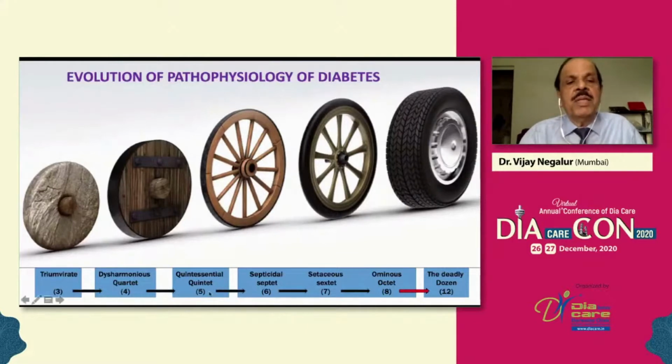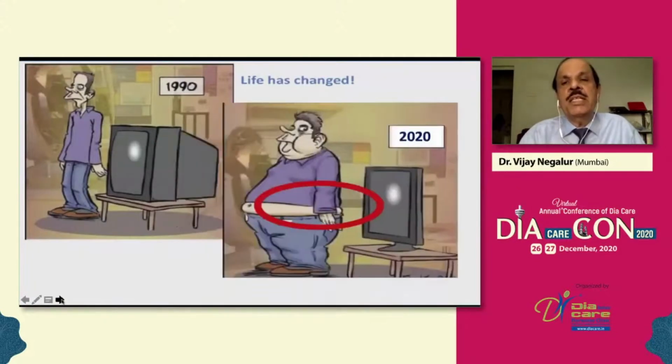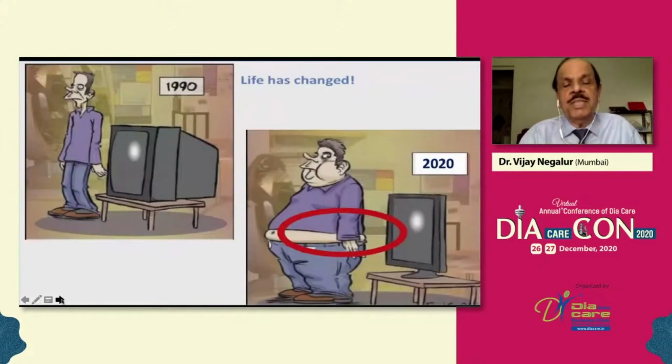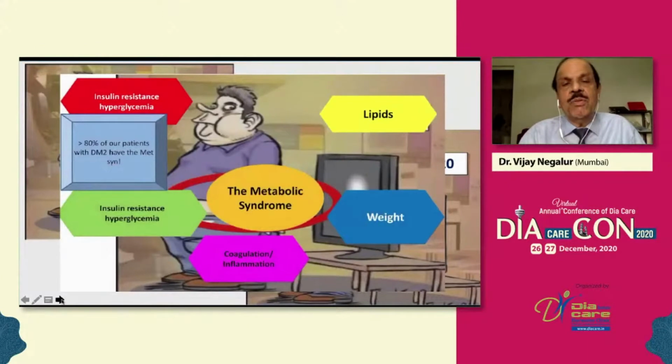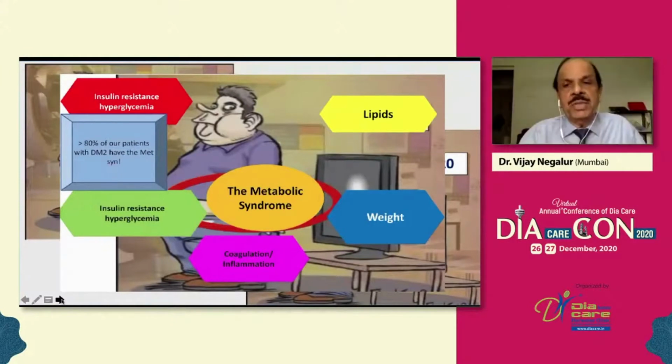So we have diabetes, which was like this in the past when the TVs were fat and the man was thin, and now life has changed. This has become the other way around. The TVs have become thin, but the man has become fat and has developed so many complications of insulin resistance, the metabolic syndrome, coagulation, inflammation, lipid abnormalities, and weight, and so on and so forth.